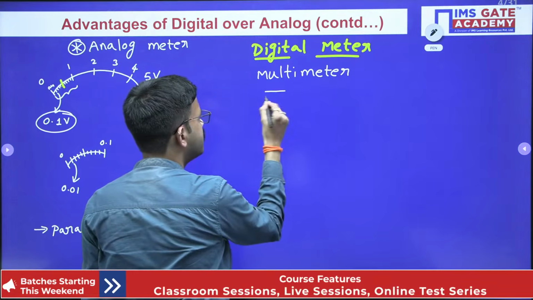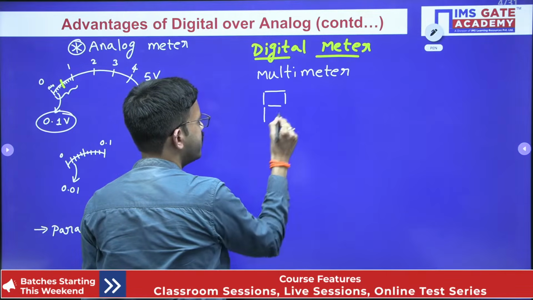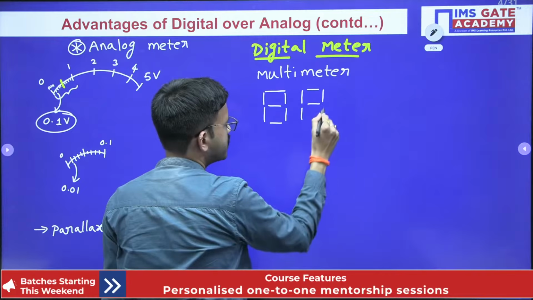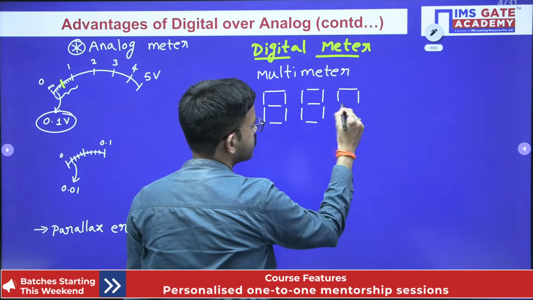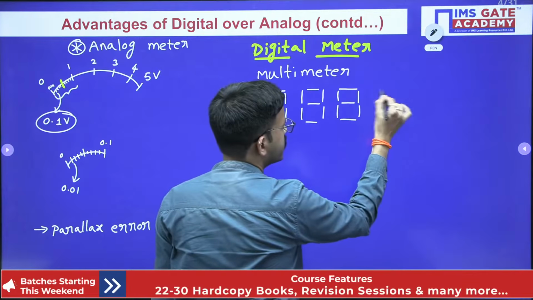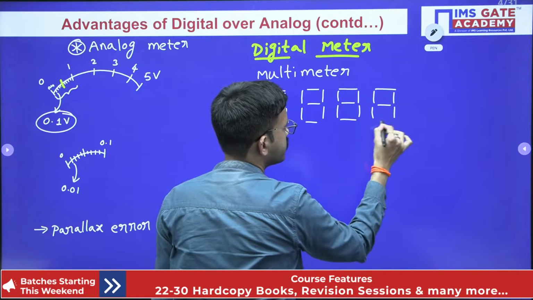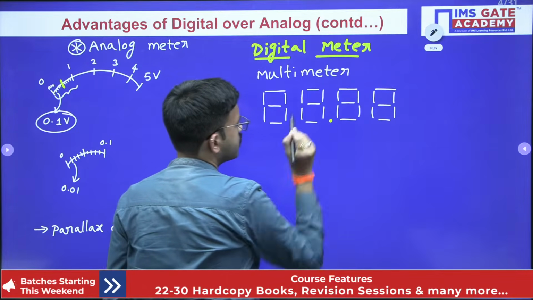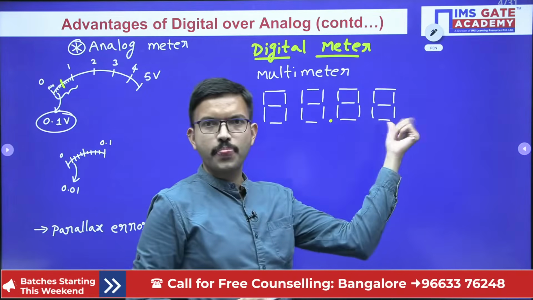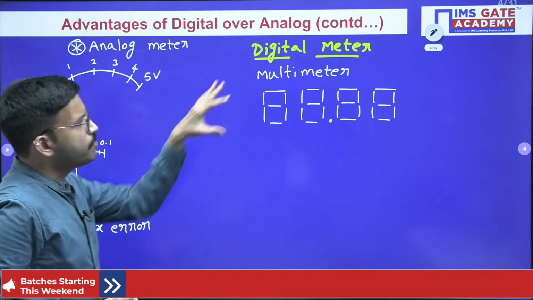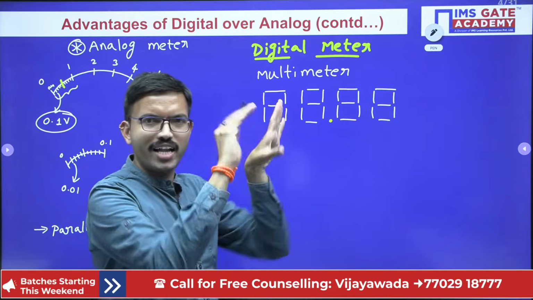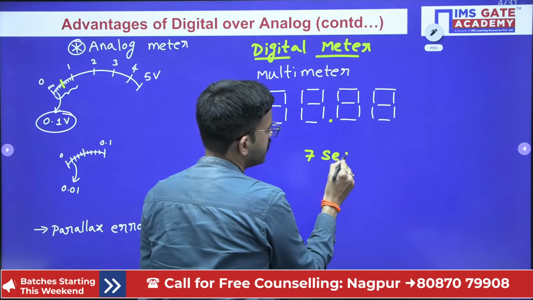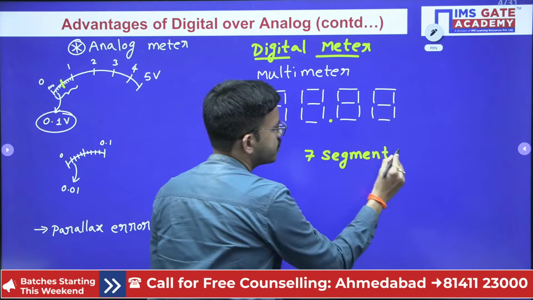Here the values will be displayed in 7-segment LED form. For the timing, I'm just considering 4 values; based on the requirement, you will have accordingly. For example, this is the integer part, this is the fractional part. The meter will measure the value and it will display it on this 7-segment LED display.